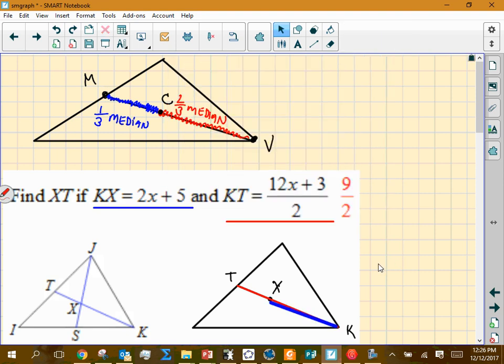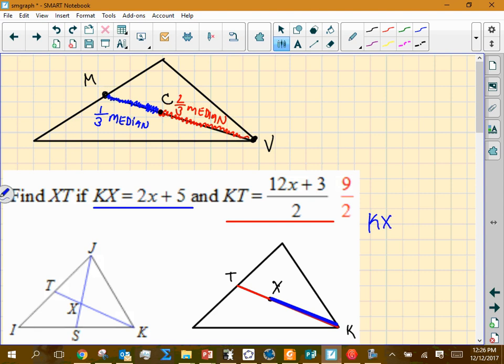Okay. So we got the red part, which is the entire median, right? And we got the blue part, which is a portion of the median, right? That picture relates directly to the diagram that we have at the top. Would you guys agree that this segment right here relates to this one right here? Is that doable? Okay. So down in my picture, K to X.